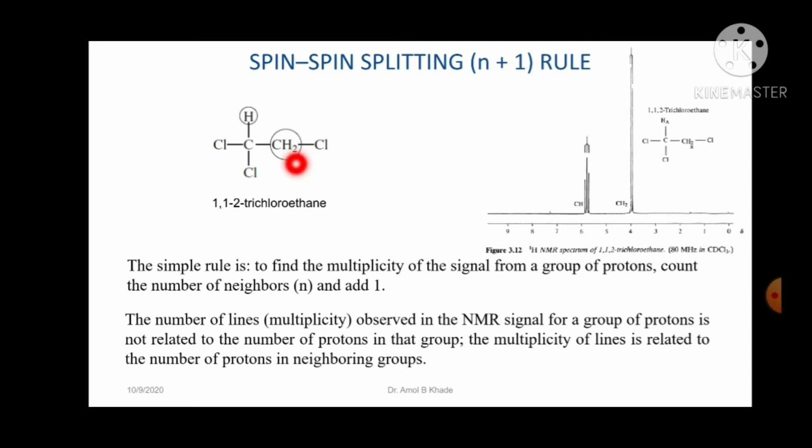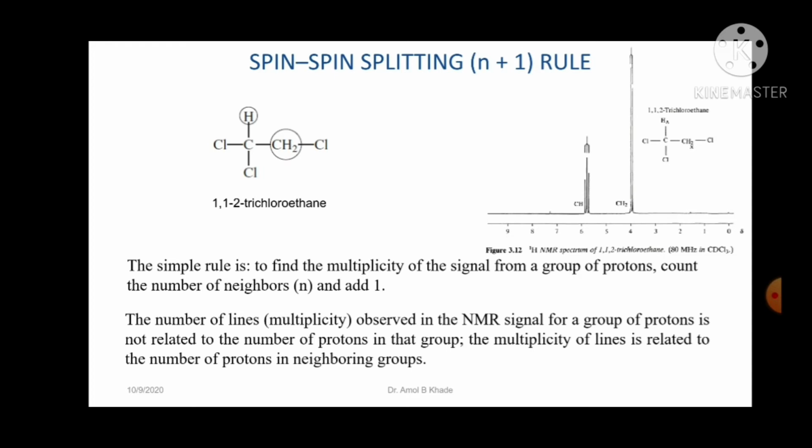If the CH2 is getting split into multiple lines, it doesn't depend on how many protons that particular CH2 has. It depends on how many protons the neighboring carbon has. So here, for CH2, the neighboring carbon has only one proton, so that's why it will be 1 + 1. The CH2 signal is going to split into a doublet, which can be seen here. Whereas for the CH proton, the neighboring carbon has two protons, so 2 + 1, the CH is going to split into a triplet.